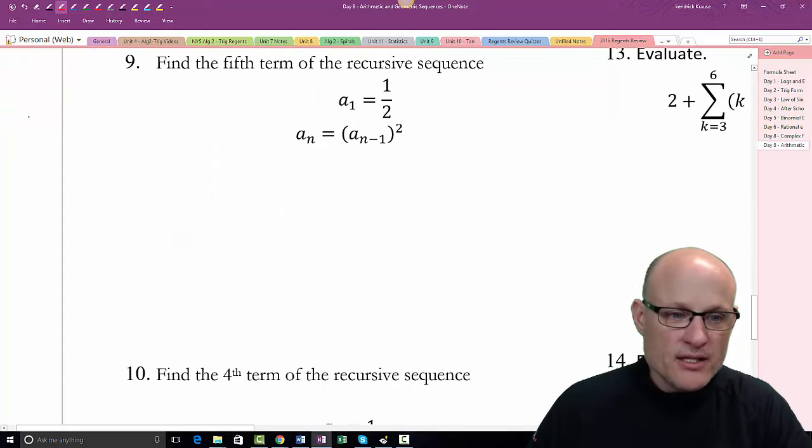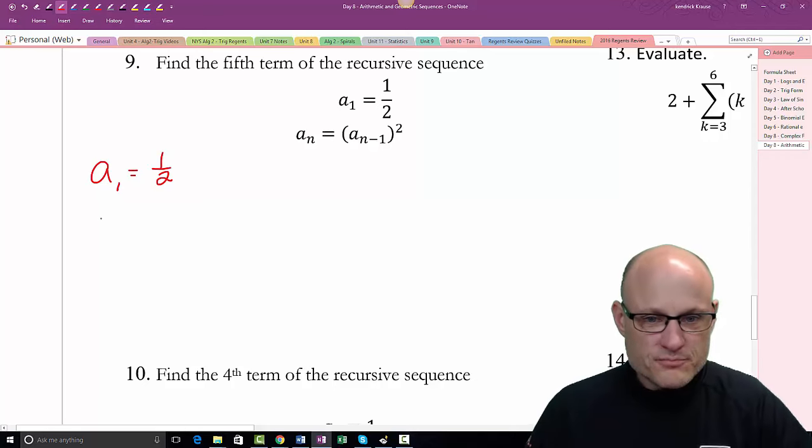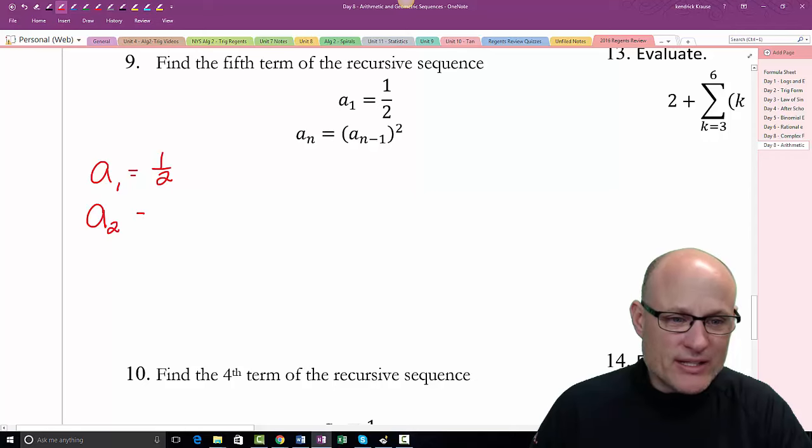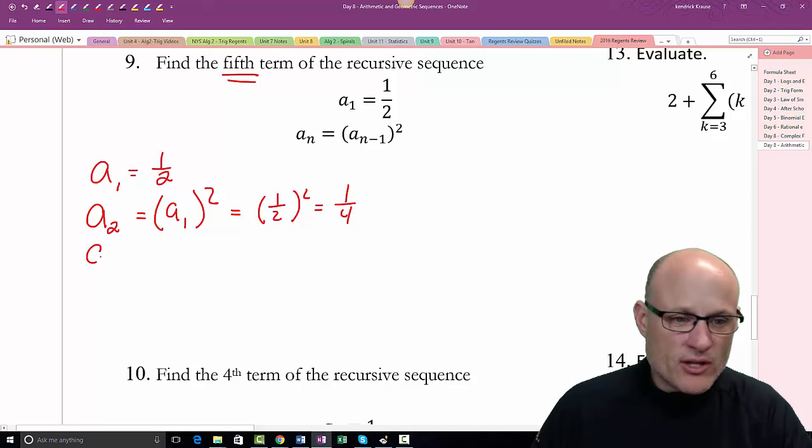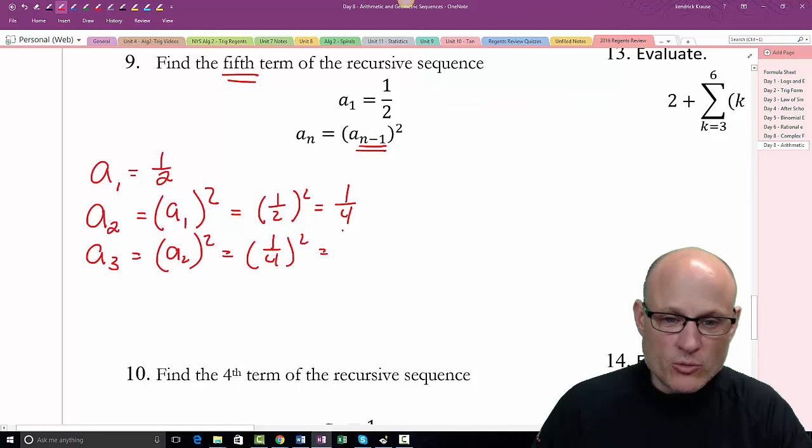Ninth. The first term, a sub 1, is equal to a half. A sub 2 is equal to a sub 2 minus 1, which is 1, squared. Oh, well, that would be 1 half squared, which would be 1 fourth. What do I want, the fifth term? So that's 3. Now, 3 minus 1 is 2. So that's really a sub 2 squared, which is really 1 fourth squared, equal to 1 16th.